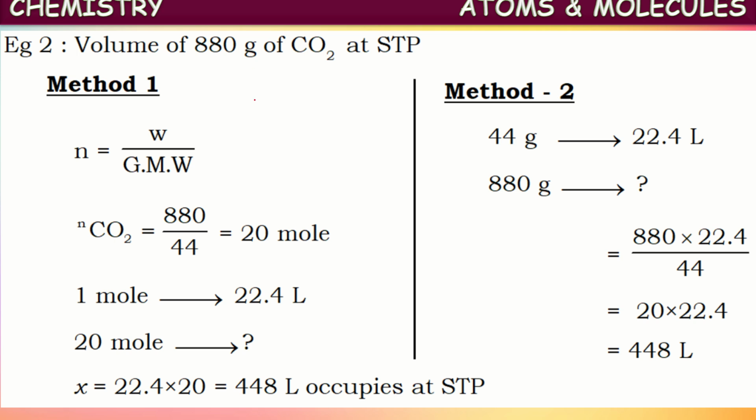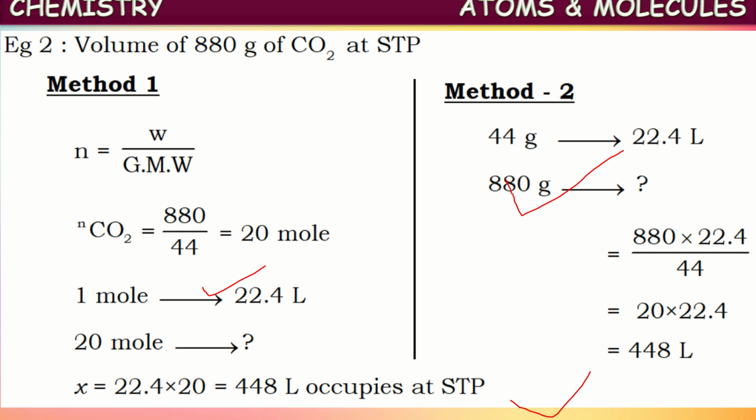One more example. Volume of 880 grams of CO2 at STP. These are all problems based on the 4-line table we discussed just before. Method 1: based on the number of moles we can calculate directly. Based on weight also we can calculate directly. How? Here 1 mole is equal to 22.4 liters.